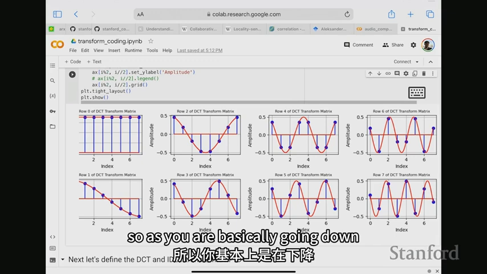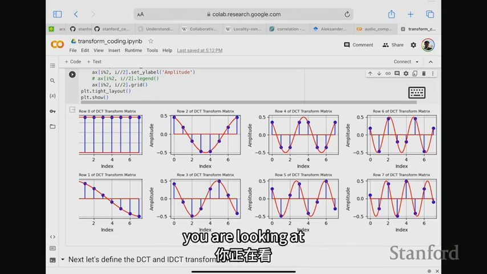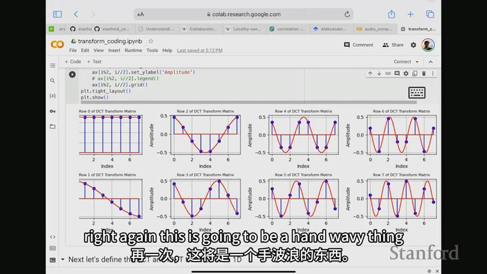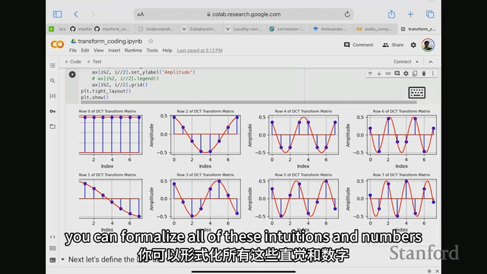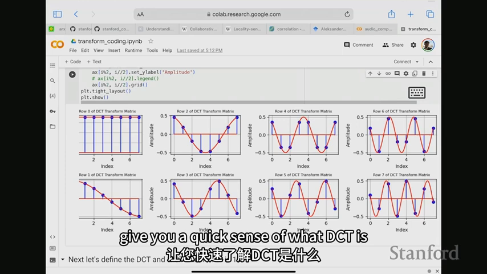So as you go down in terms of your transform components, you are looking at, in some sense, higher and higher frequency. Again, this is going to be a hand-wavy thing. You can formalize all of these intuitions and numbers, but this is just to give you a quick sense of what the DCT is.